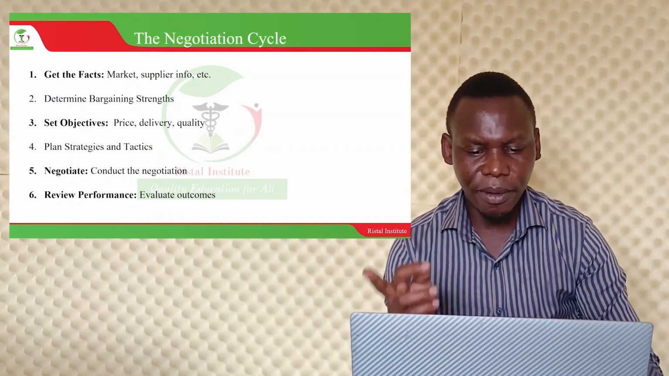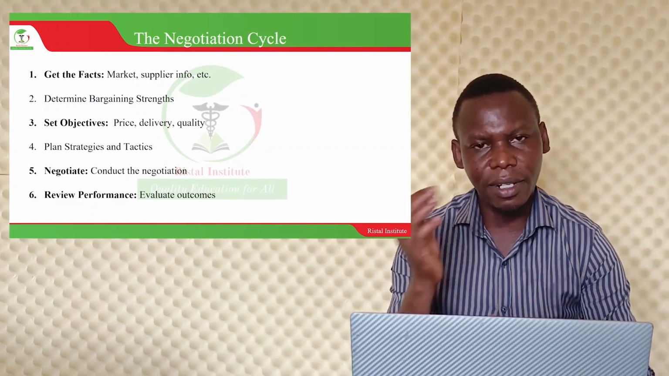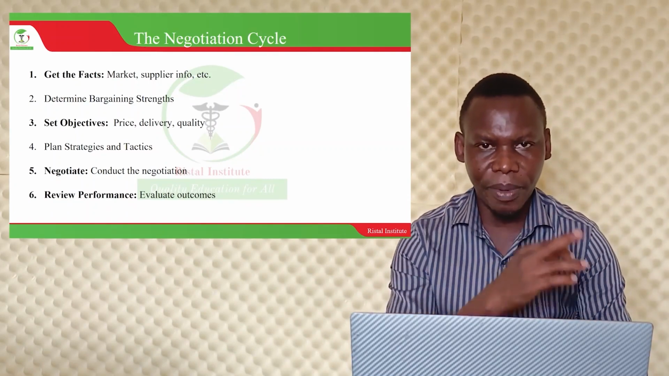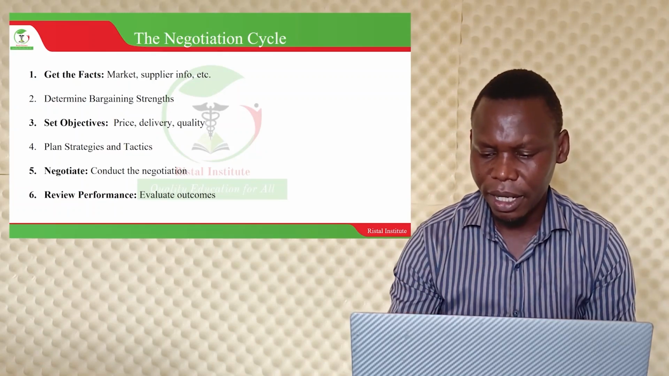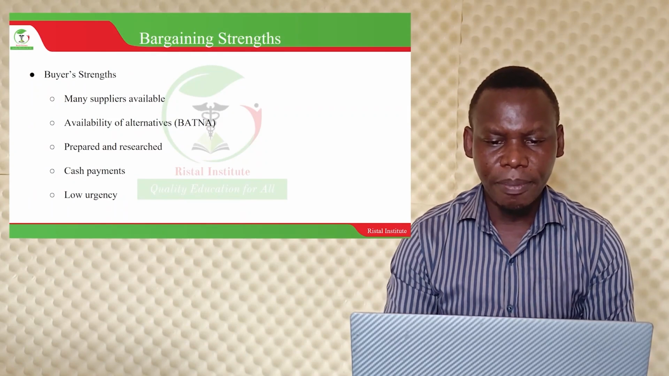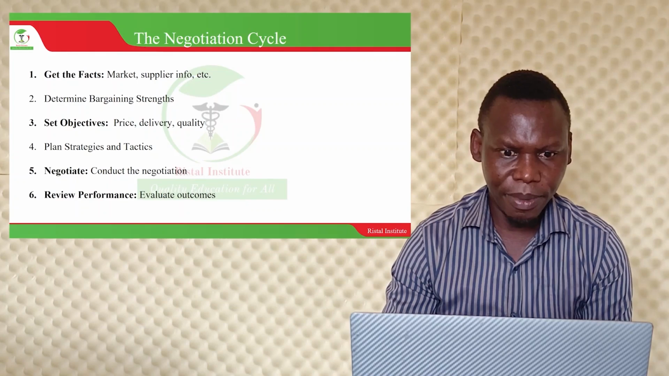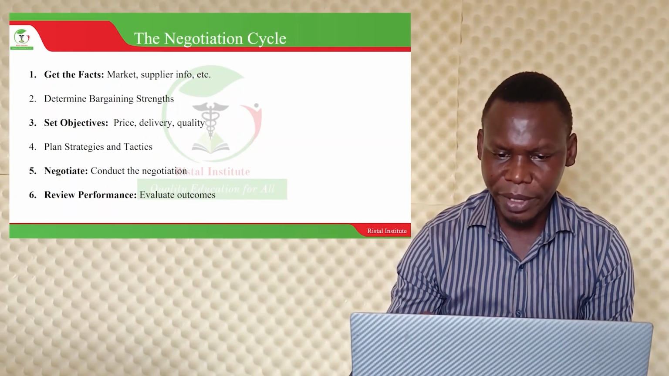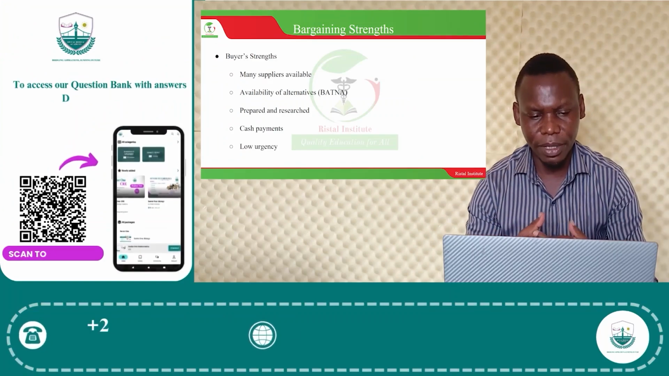Then the information you collect will also help you as facts in the market. It will add on the facts. Then the cycle continues, so long as you're purchasing or you're buying products. The bargaining strength. We talked of the bargaining strength here. We said in point number 2 under the cycle, we say determine the bargaining strength. Let's look at it in more depth.